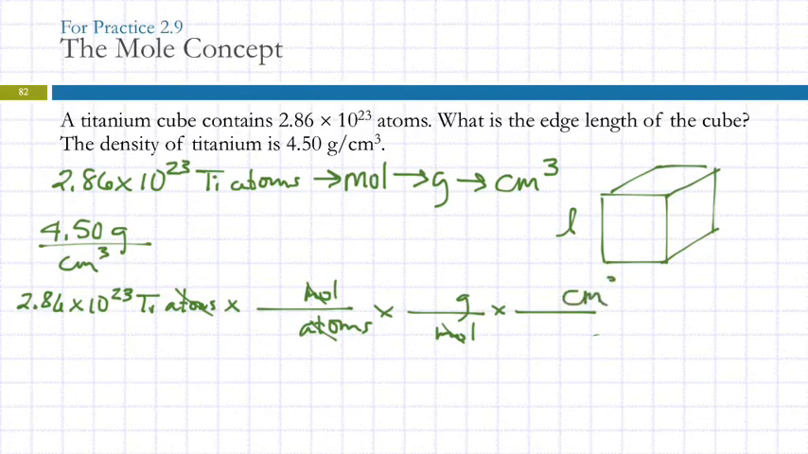Cubic centimeters and grams. Grams cancel out. So this last term has cubic centimeters and grams in it. Those are the units in the density. So 4.50 grams per 1 cubic centimeter. Then moles and atoms: 1 mole is Avogadro's number of atoms. It's a very long number. In grams per mole, we need that for titanium. It's on the periodic table, 47.867.